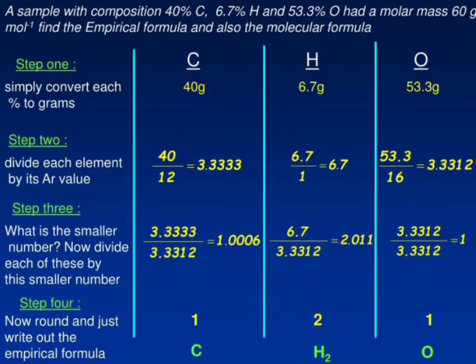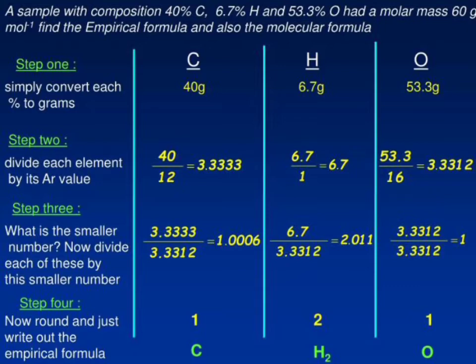In the third step, we should find the smallest number out of these three numbers and divide each of these numbers by the smallest number. Here we can see that 3.3312 is the smallest number, and we will divide the three numbers by 3.3312 and the answers are 1.006 for carbon, 2.011 for hydrogen and 1 for oxygen.